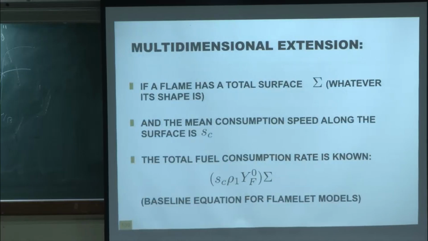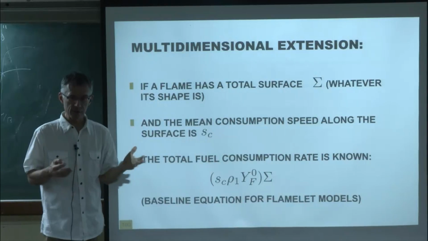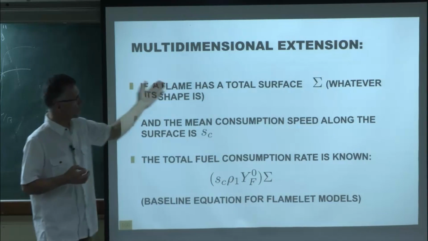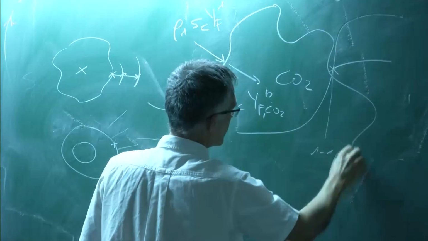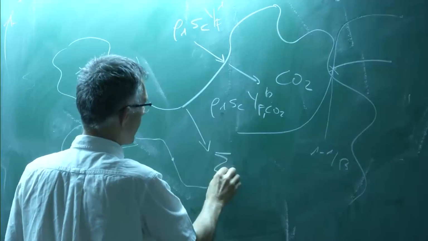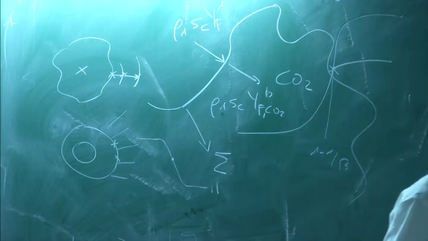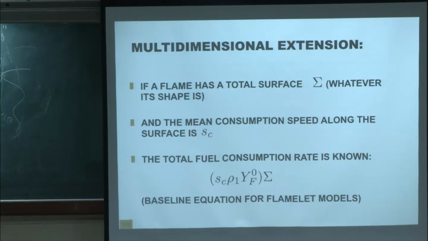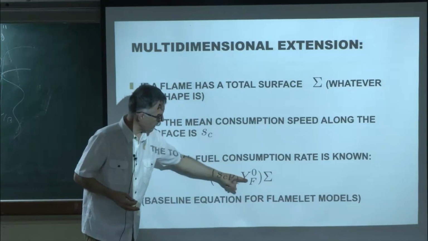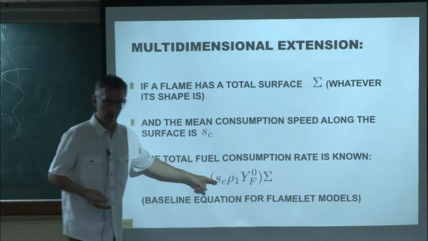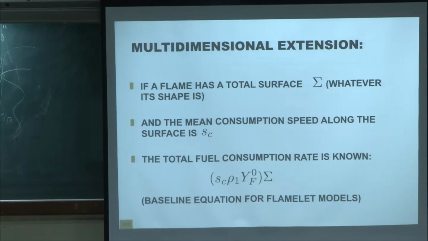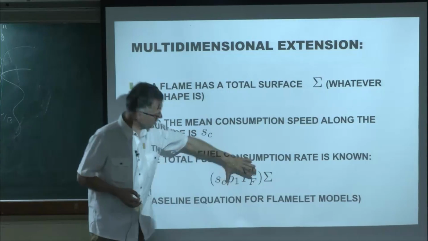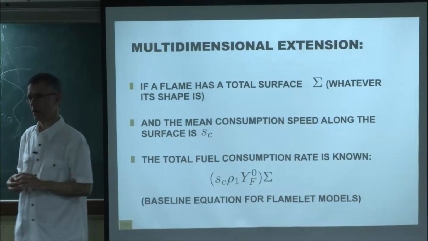Now, let's go to a multidimensional extension that we will use for turbulent flames. Now, if the flame has a total surface sigma, if this is not a laminar flame but a turbulent flame, which is like this, if we know the surface sigma, and if we have some estimation of the consumption speed along this surface, SC, then the total reaction rate of this domain will be SC ρ1 yf, that's the fuel flux per square meter, multiplied by the surface. And this is the basis of flamelet models that we will describe probably this afternoon. And that's a good way to quantify unsteady turbulent combustion.